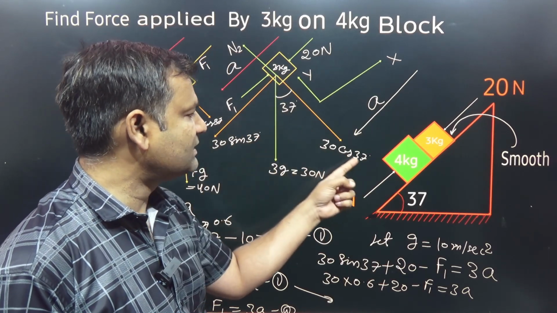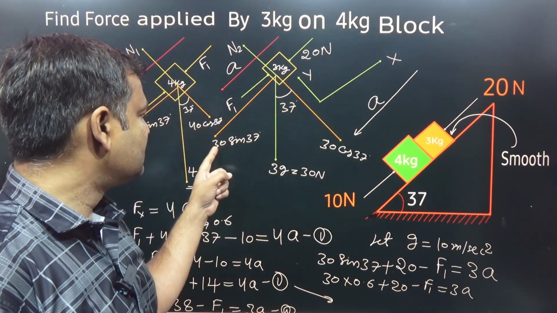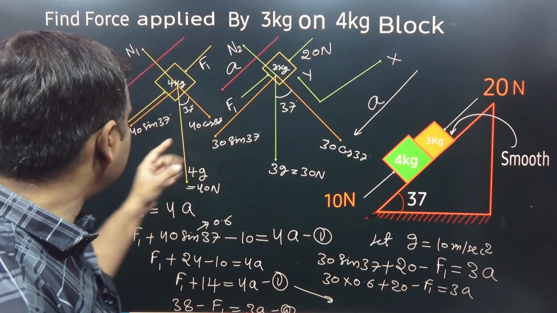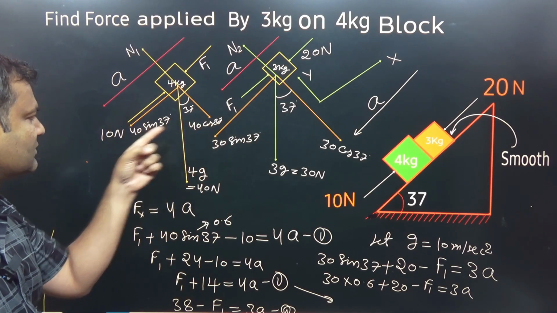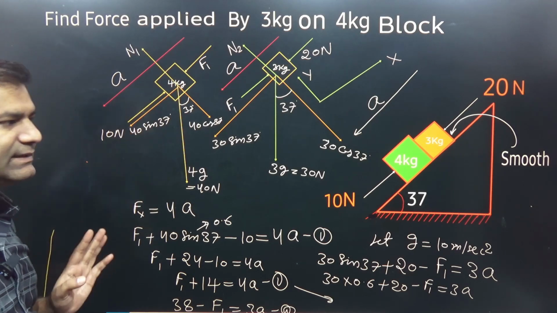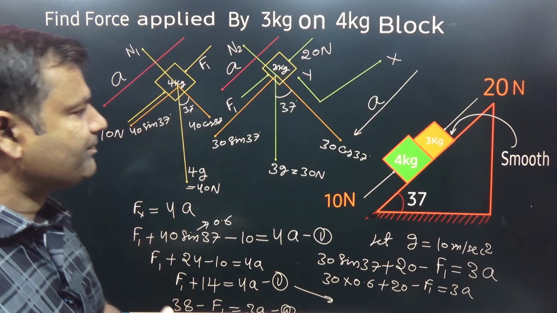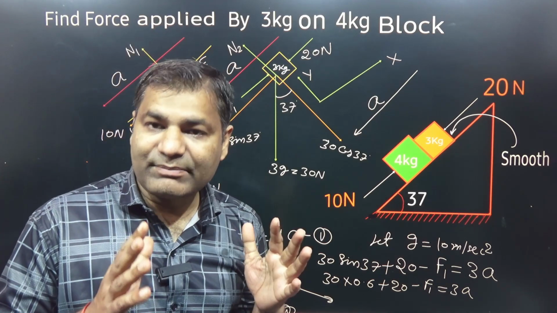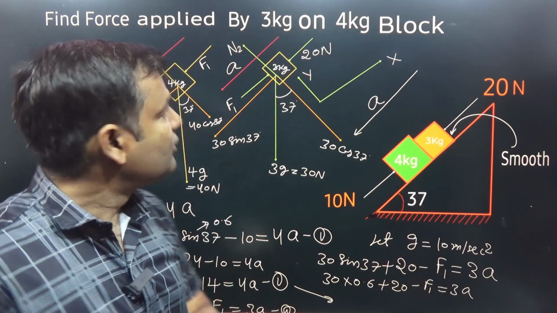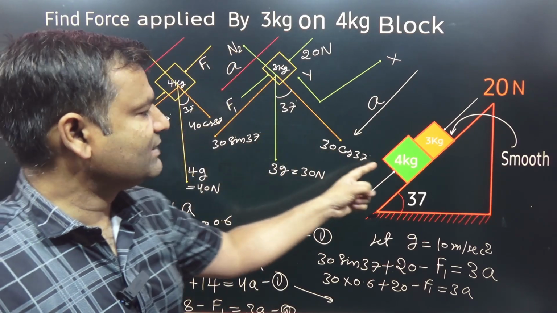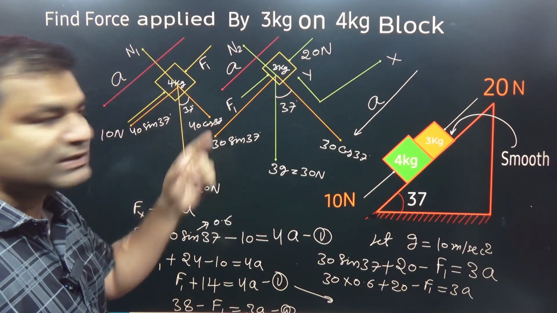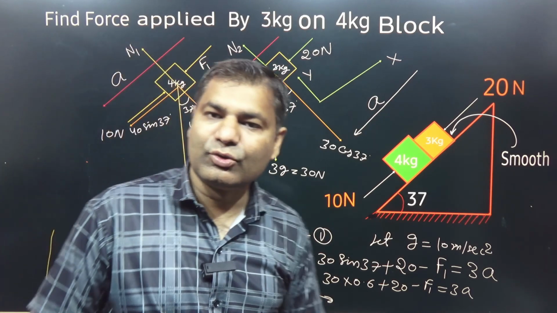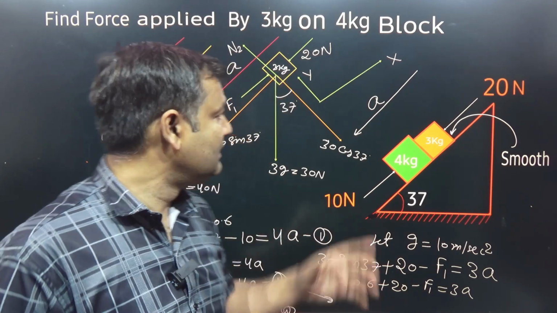So 30 cos 37 and here 30 sin 37. After that, here the 40 Newton is also resolving: 40 cos 37 and here 40 sin 37. Clear? Now, the net force in the capital Y direction is 0. So N2 will equal 30 cos 37 and N1 is 40 cos 37. Clear?